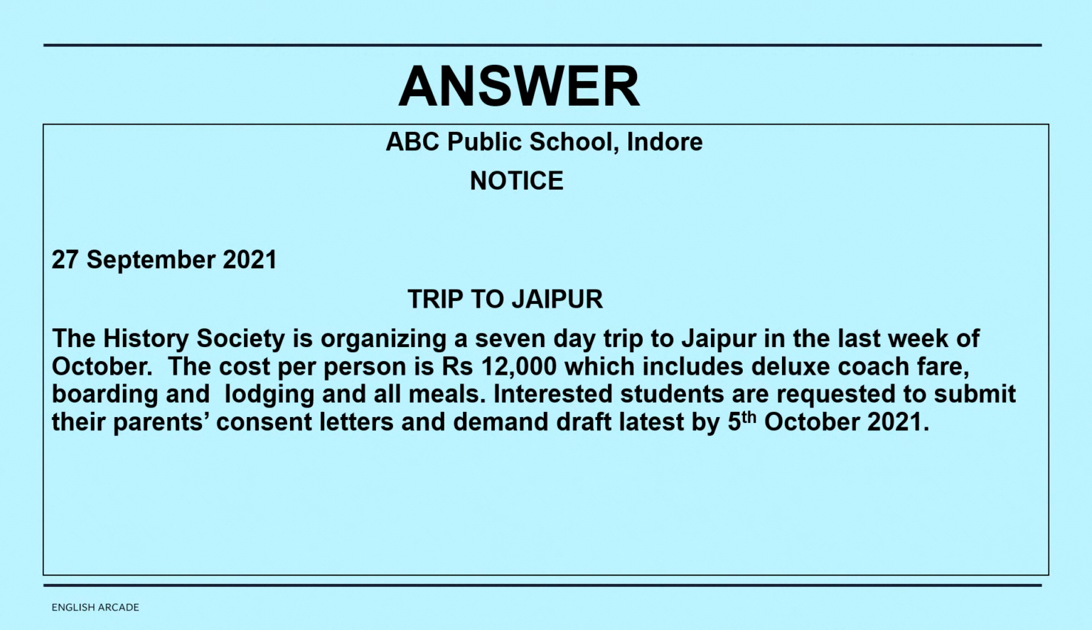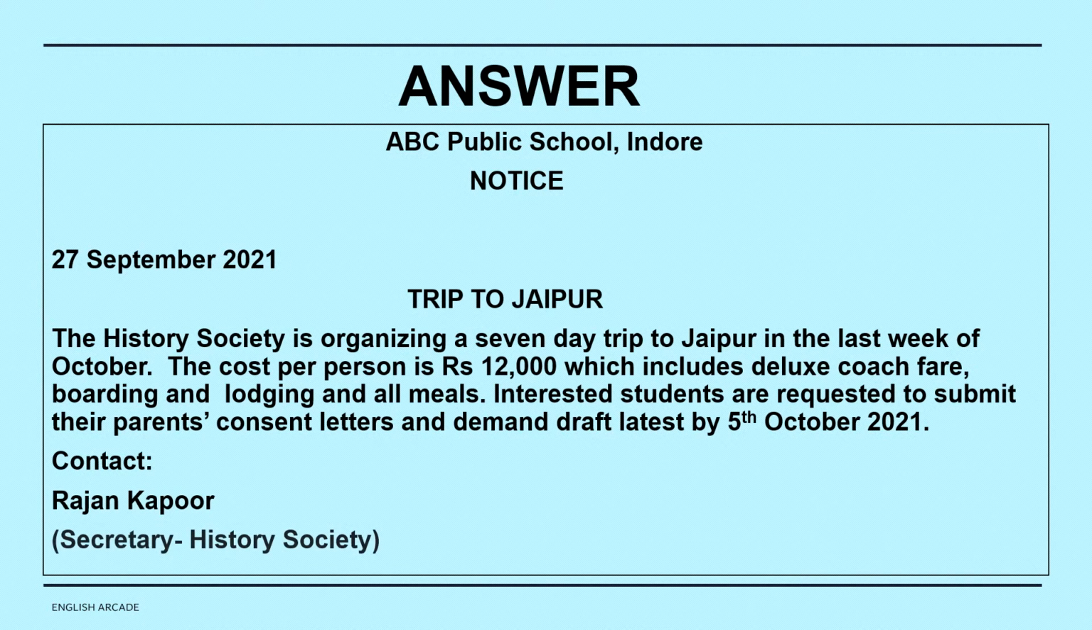The History Society is organizing a 7-day trip to Jaipur in the last week of October. The cost per person is rupees 12,000, which includes deluxe coach fare, boarding and lodging, and all meals. Interested students are requested to submit their parents' consent letters and demand draft latest by 5th October 2021. Contact Rajan Kapoor, Secretary, History Club.